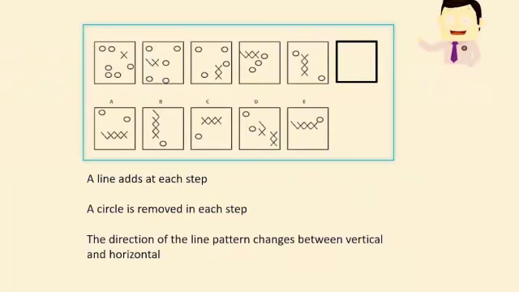A line adds at each step. A circle is removed in each step. The direction of the line pattern changes between vertical and horizontal.